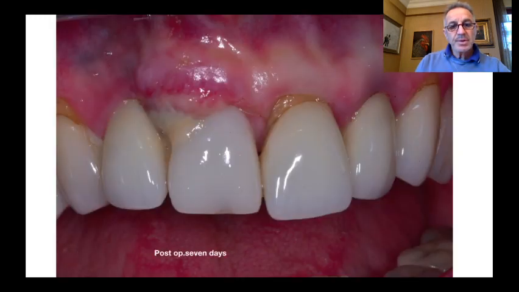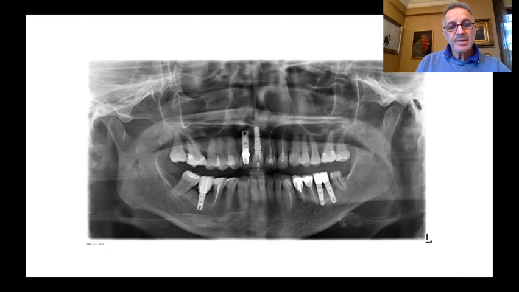I want to focus on the area. This is post-op 7 days. There is slight necrosis on the connective tissue graft. It's okay, but the blood supply has already started, as you can see here, and the X-ray control looks pretty okay.